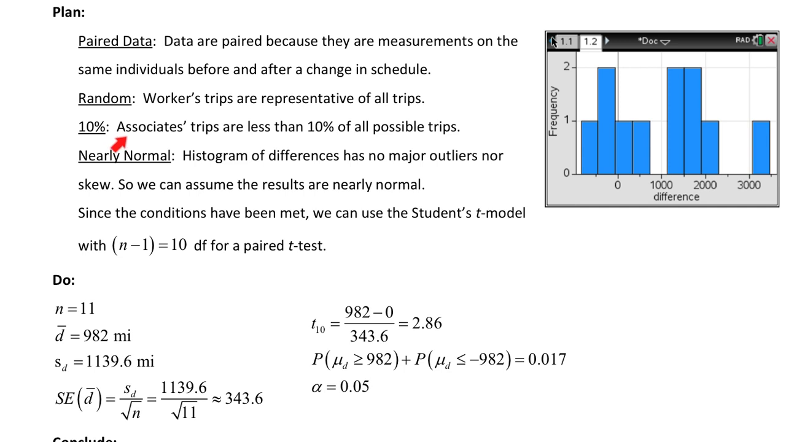And then we've got 10%: the associates' trips are less than 10% of all possible trips. That makes sense. We've got our histogram now. Remember, this histogram is based on that list I made of the differences. You can see there are not very many numbers less than 0, and the majority of them were greater than 0. Nearly normal: the histogram has no major outliers nor skew, so we can assume the results are nearly normal. The conditions are met. We can use a t model.